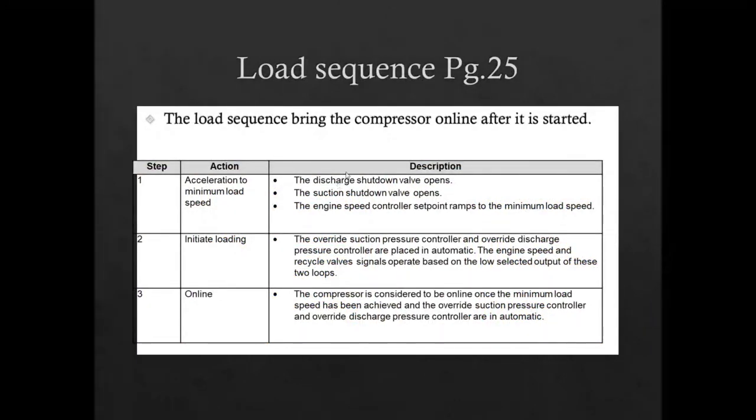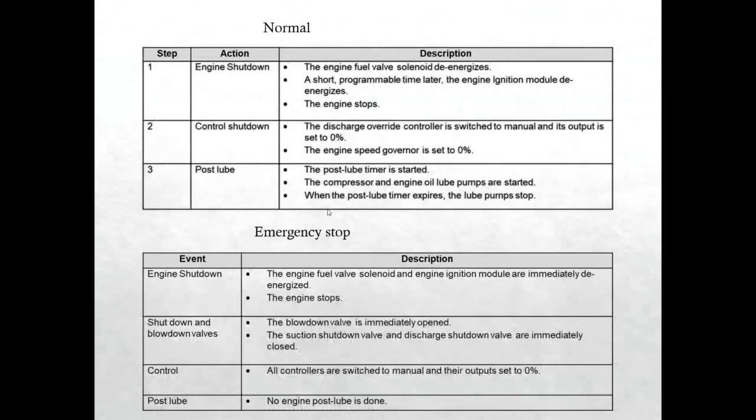Okay, once it's started, we can start to load it up. So there's a sequence for loading it up as well. And I'm not going to get into the super details here, but it's a three-step process. First step, acceleration to minimum load speed. So you bring the compressor up a little bit, then you initiate loading, which generally means closing a valve somewhere. And then once you get the balance between your valves and you're creating pressure, we call that online, and then we can start increasing the speed if we want to, or switch it into automatic and let it start doing its own little thing. So that's reciprocating compressors 101.